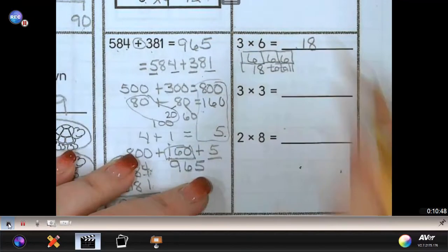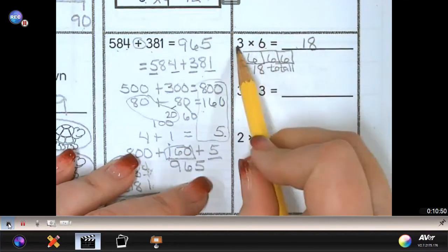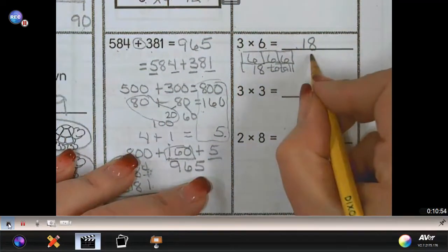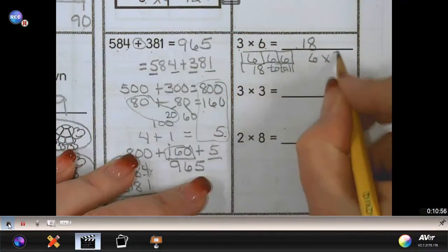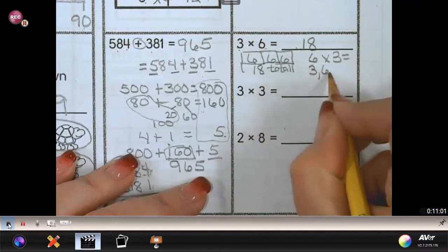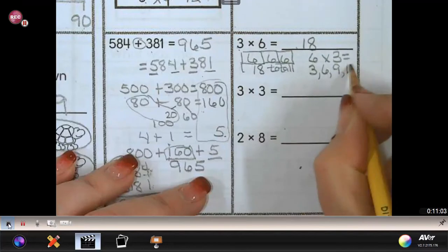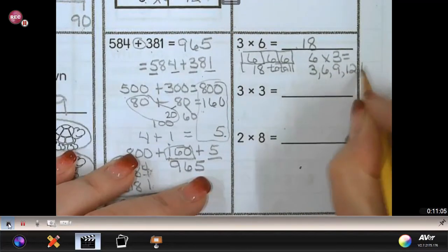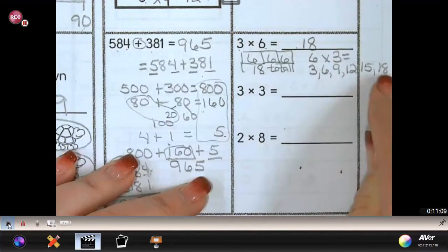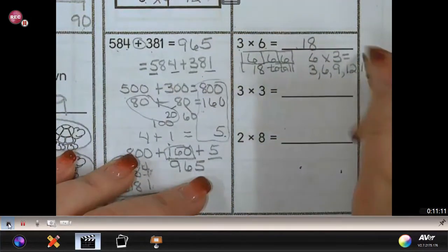18. Just to remind you, you can switch your factors and you can still end up with the same product. So if I had 6 groups of 3, I could count by 3s, 3, 6, 9, 12, 15, and 18. So 1, 2, 3, 4, 5, 6 groups of 3 have been added together, or been skip counted, to get 18.